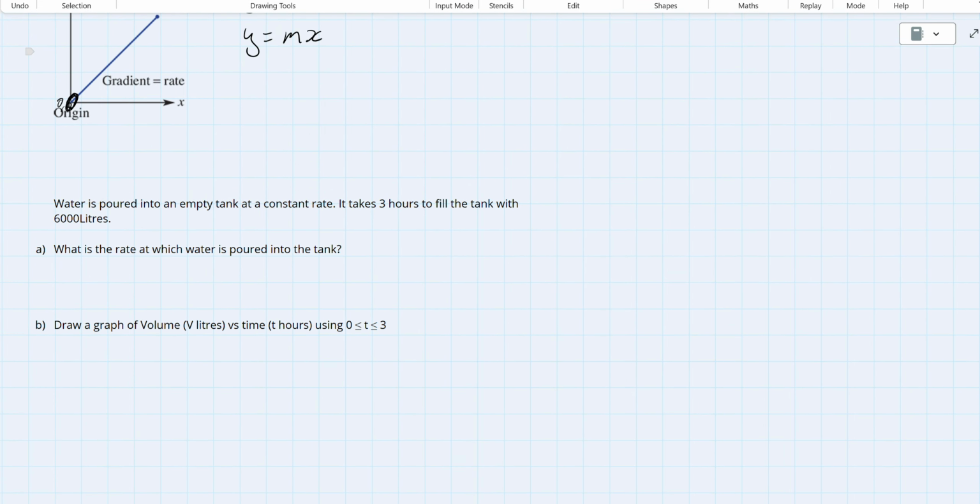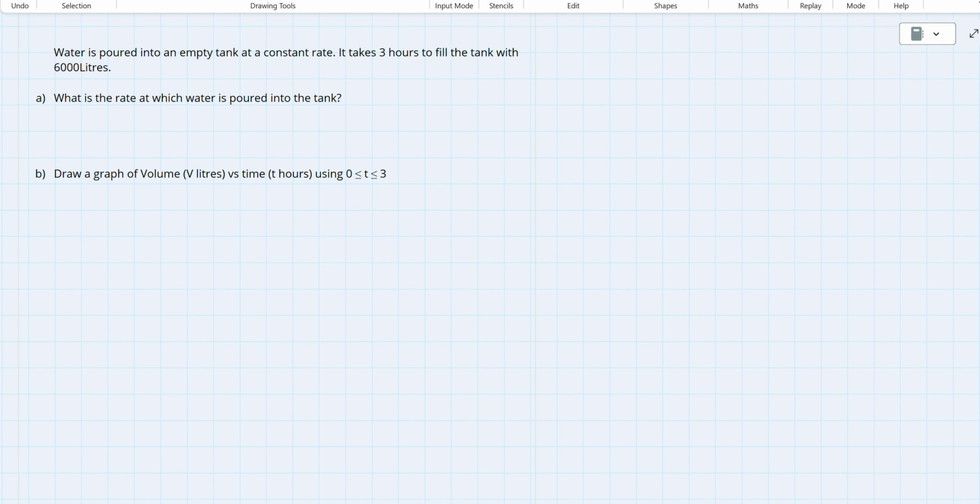So the question here says, water is poured into an empty tank at a constant rate. It takes 3 hours to fill the tank with 6,000 litres. What is the rate at which water is poured into the tank? Well, it fills 6,000 litres over 3 hours, so we could say that it's filling at a rate of 2,000 litres per hour. So the rate of change is 2,000 litres per hour, the simplest form in the context of the question.